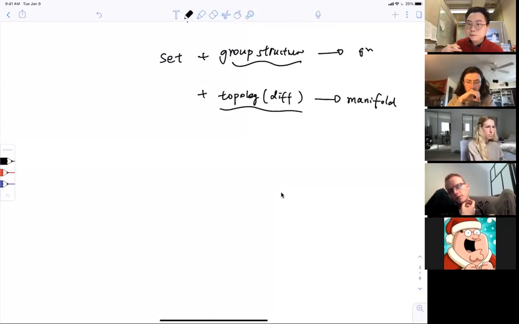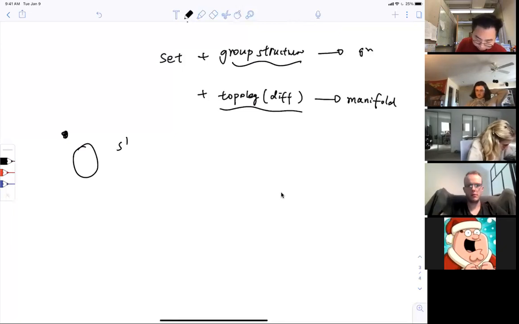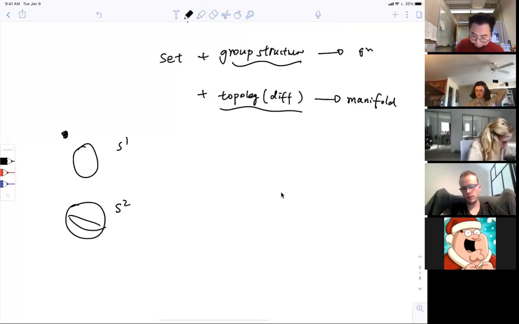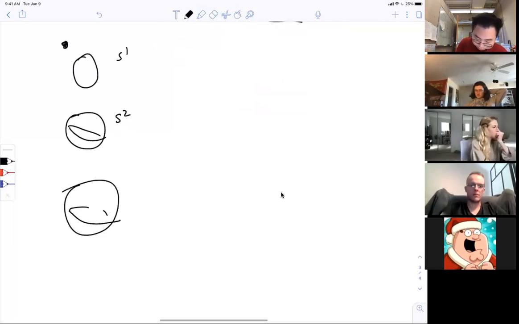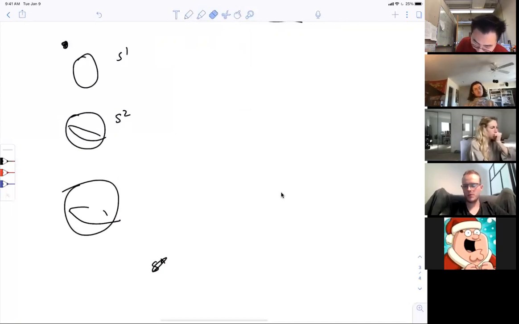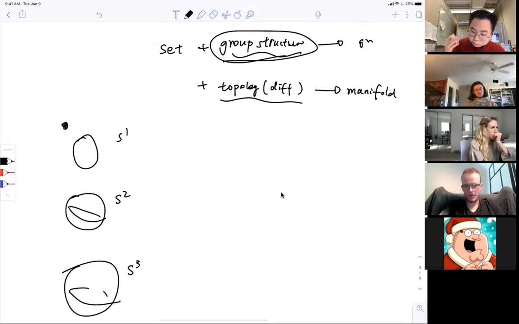Another way to view a Lie group is from the topological side. If my starting point is a manifold, we know that, for example, a circle is a manifold, a 2-dimensional sphere is a manifold, and of course, generally speaking, Sn is a manifold. Let's say S3 is a manifold. Now you may ask, can I add group structure to all manifolds?